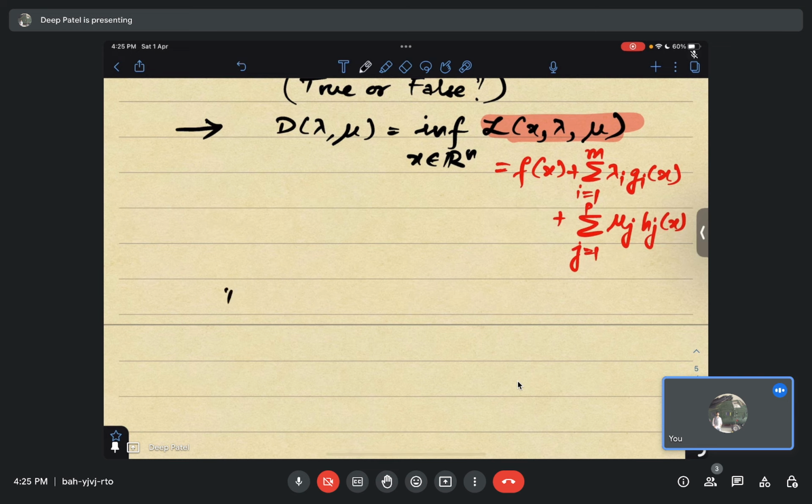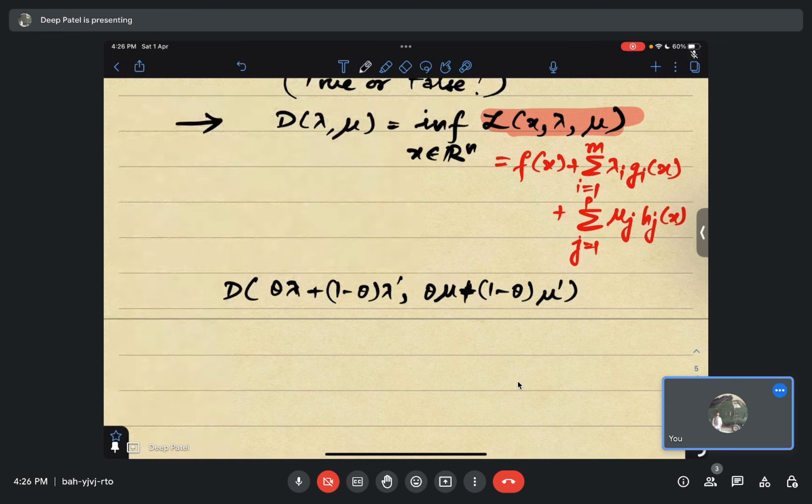So what we want to really look at is theta lambda prime plus 1 minus theta lambda double prime, theta mu plus 1 minus theta mu prime, and okay, let me keep life simple by being just one of them. Yeah, we want to look at this quantity, the convex combination, right? And you want to say whether it's greater than or less than or equal to. That's what you want to check.